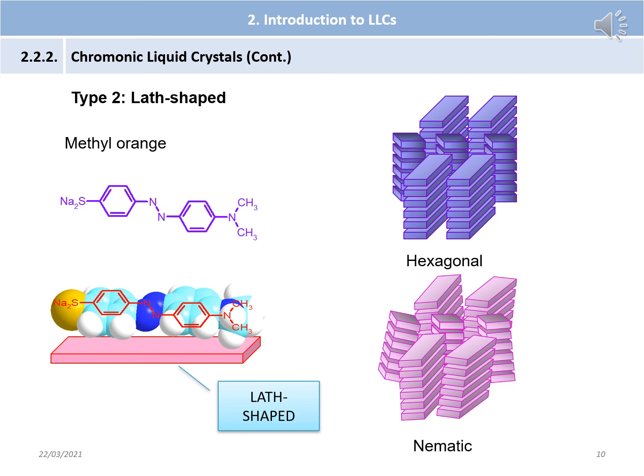This slide shows the second type of chromonic mesogen. This is lath-shaped. Lath-shaped means having a slender elongated form, like a lath. The slide shows the structures of chromonic nematic and hexagonal phases. Chromonic mesogens can be regarded as being insoluble in one dimension. They tend to aggregate face to face, producing a variety of stacked structures.